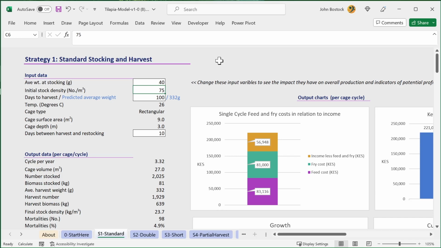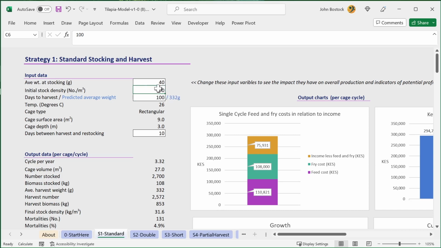You should then specify the number of fish you stock per cubic metre of cage volume. If you have not previously calculated this, divide the total number of fish that you stock into a cage by the cage volume in cubic metres, which is calculated in the 0-Start Here sheet.